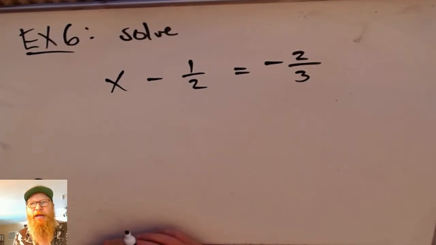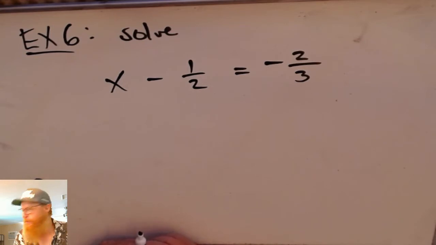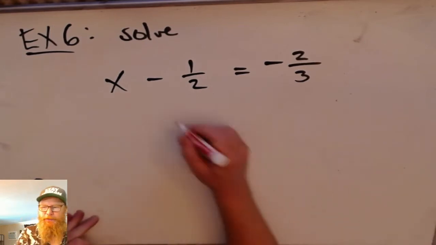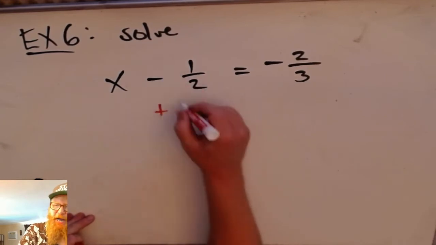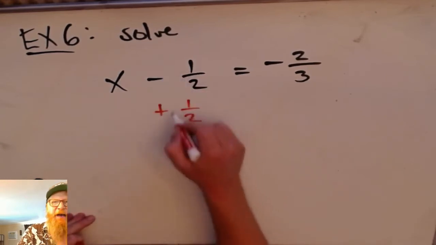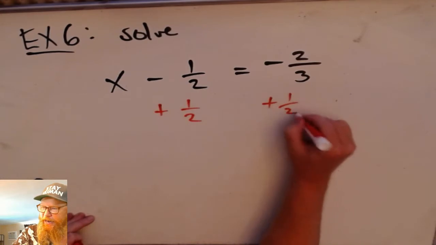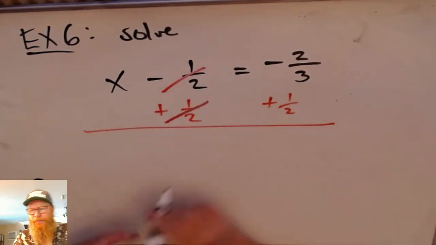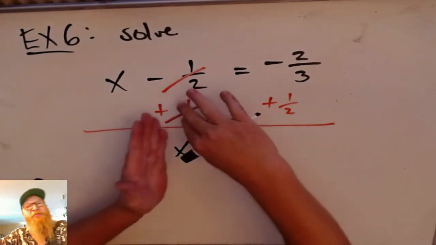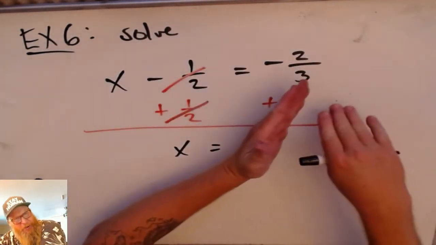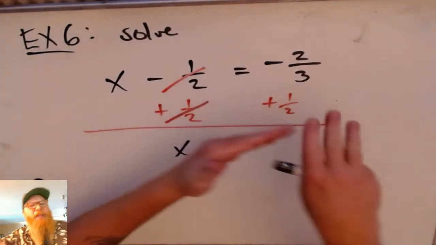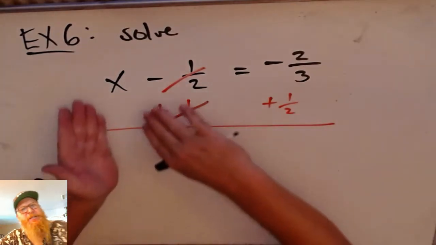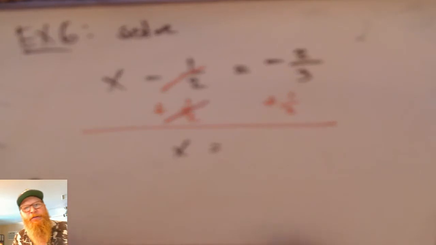X minus 1/2 equals -2/3. So we are going to add the opposite of -1/2, which is +1/2. Sometimes we refer to this as moving the term to the other side. It's a little loose way of saying it's just kind of jumped over the equal sign onto the other side.